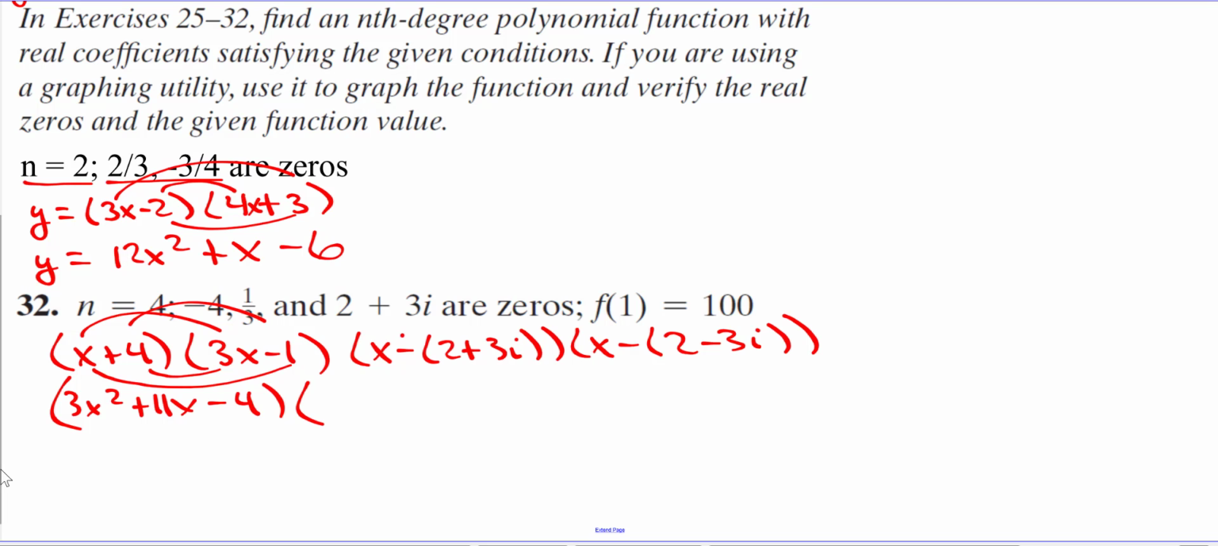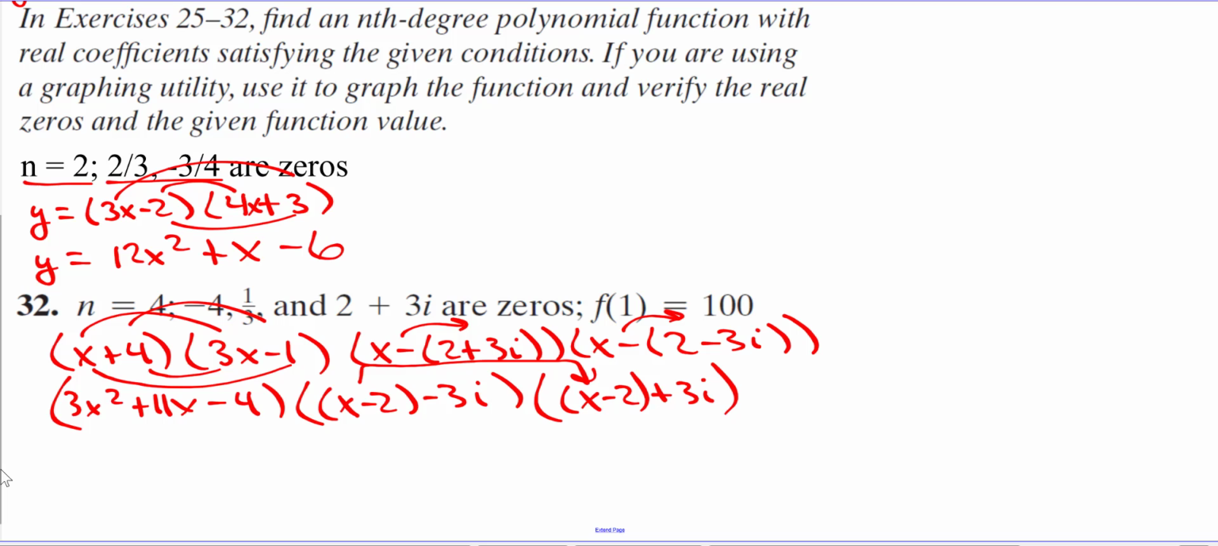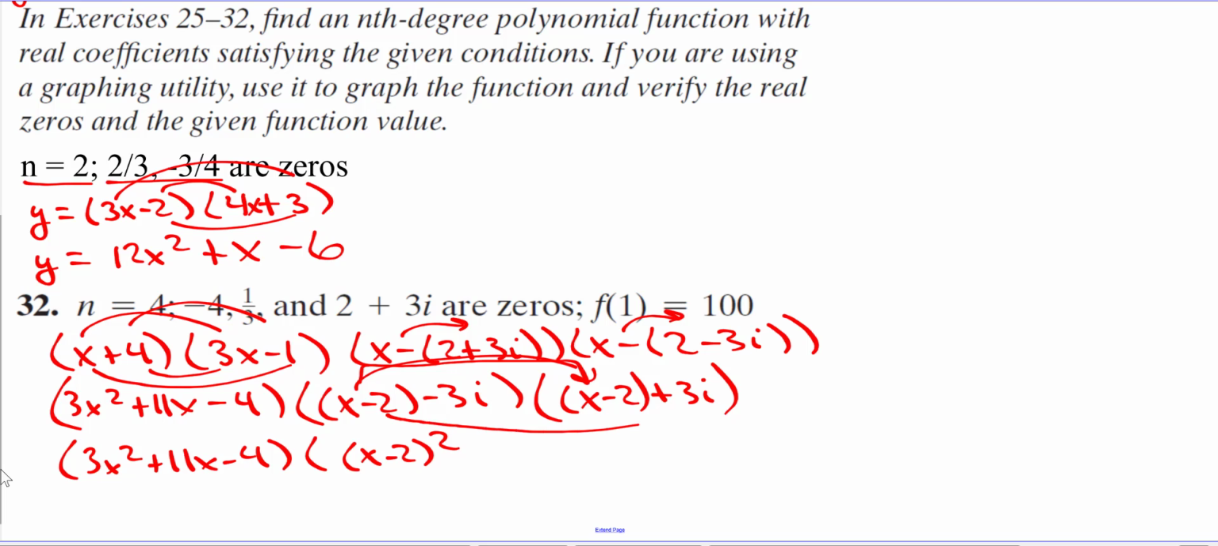Let's run this negative through and regroup. So x minus 2 minus 3i. So we ran the negative through, regrouped. Let's do the same thing here. Let's run the negative through and regroup. Like that. What this is, we've created the difference of 2 squares. So when we multiply this, let's bring this down. We have x minus 2 squared. There's first. Outside and inside now cancel each other out. And then last is minus 9i squared.